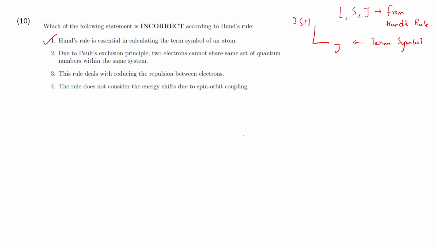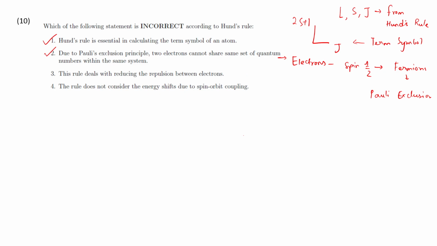Due to the Pauli exclusion principle, two electrons cannot share the same set of quantum numbers within the same system. This is also true. Electrons are spin half particles, which is why they are fermions, and fermions follow Pauli exclusion, and that is why they cannot share the same set of quantum numbers.